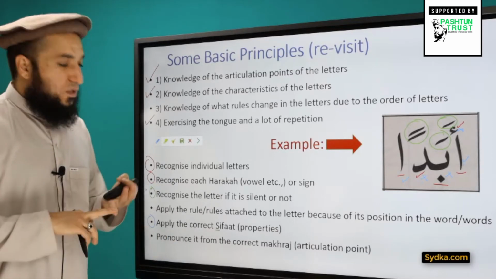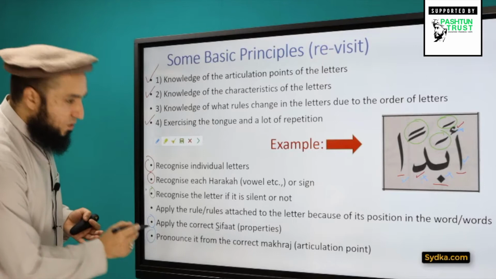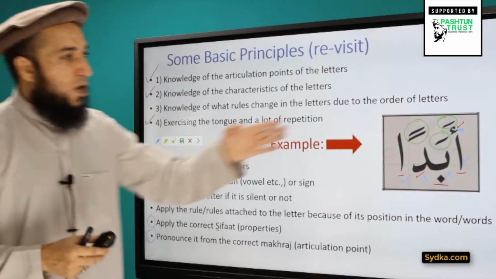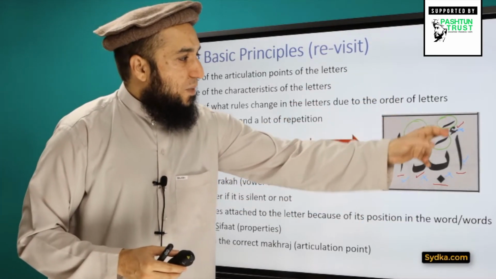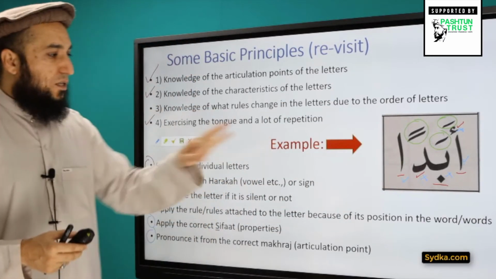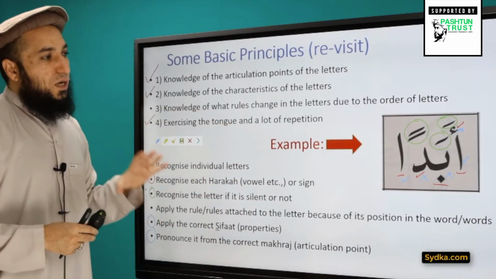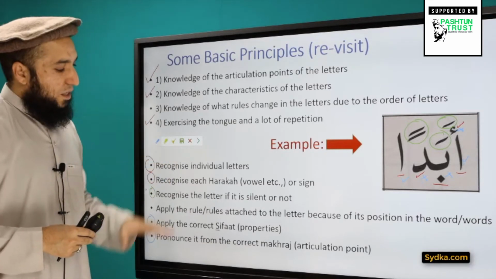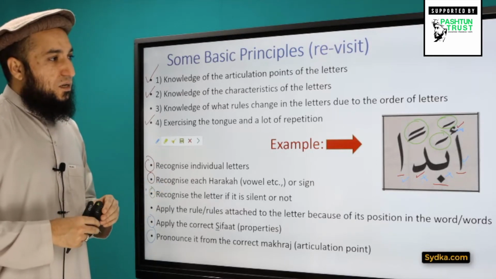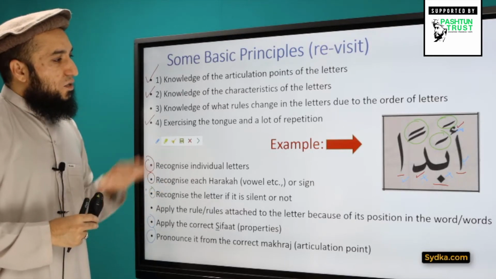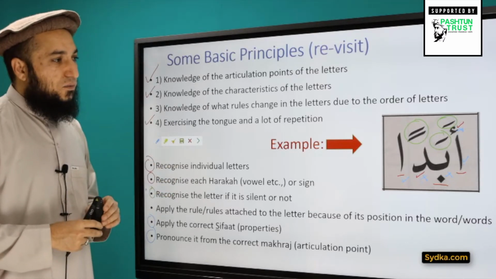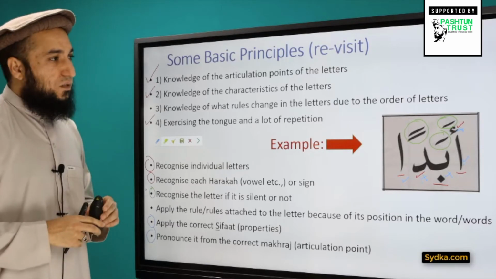The next one is pronouncing each letter from its correct makhraj, articulation point. And the other one we can add is we count how many syllables are there. For example, here is a, one, ba, two, then. So there are 3 syllables in this word. If we manage to implement these steps correctly, then our reading and recitation will be very easy. These are not fixed rules; you can add or subtract to it. These are just general guidelines for recitation or reading the Arabic.